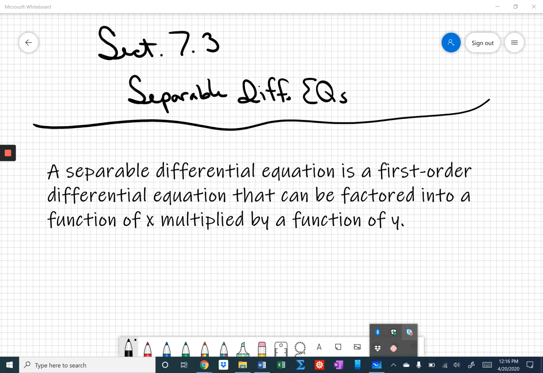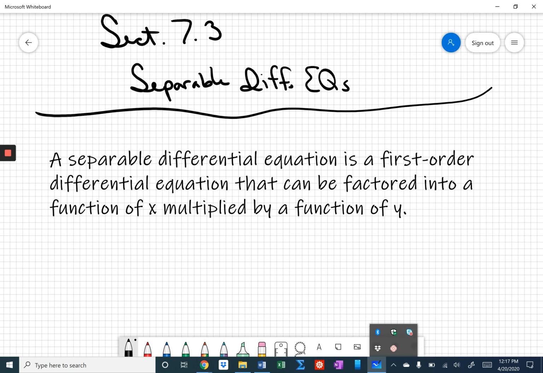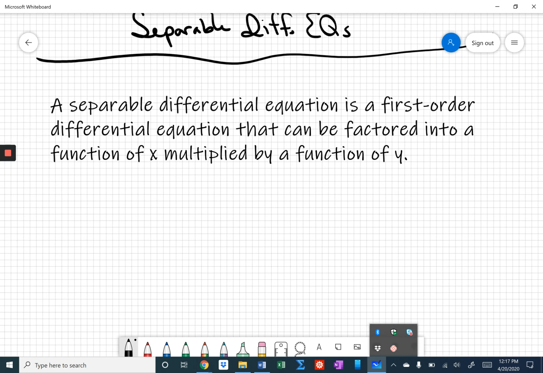So, what is a separable differential equation? I just took this from our textbook, and so this is, as it says here, a separable differential equation is a first-order differential equation. Don't even worry about what that is, because that's all you're going to see here for our class. And it's a first order differential equation that can be factored into a function of x multiplied by a function of y. And if we could rewrite the differential equation algebraically to be in that form, then it is separable, and then we'll go apply the techniques that I'm going to demonstrate for you in just a moment.